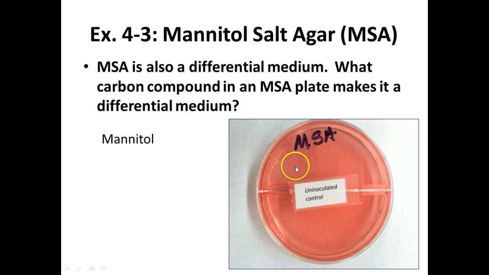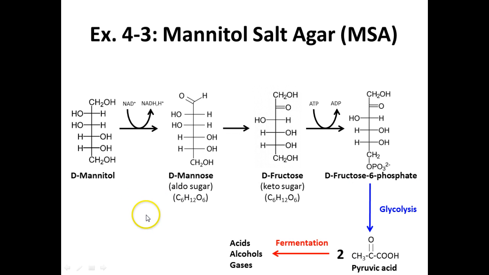This is how they start out, with this nice pink color. Because it has a sugar in it that can be converted into other sugars that can go into glycolysis, we get pyruvate, we can get fermentation, and we can get acids, alcohols, and gases. Well, we don't have a Durham tube, do we? So we're not trapping any gas, so we don't know if any gas is produced. Would we know if there's any alcohols produced?